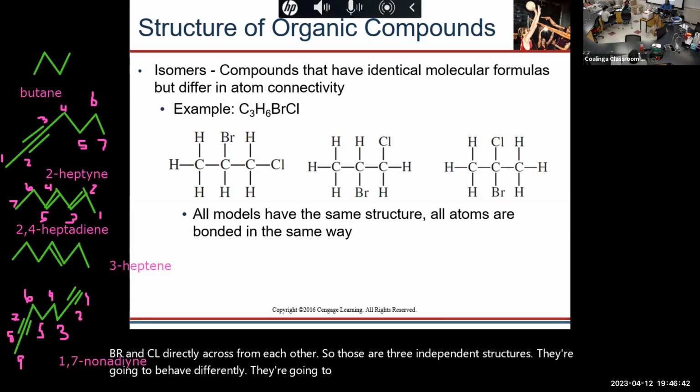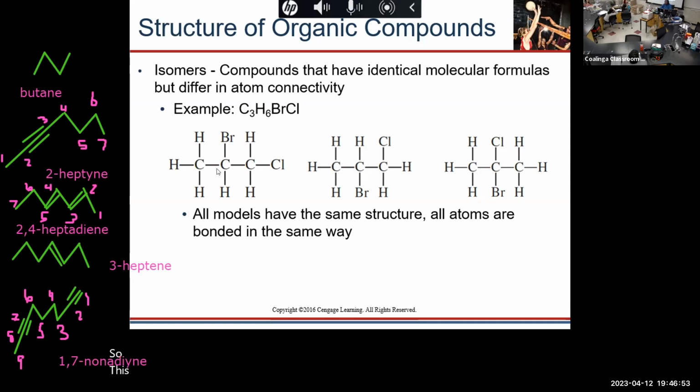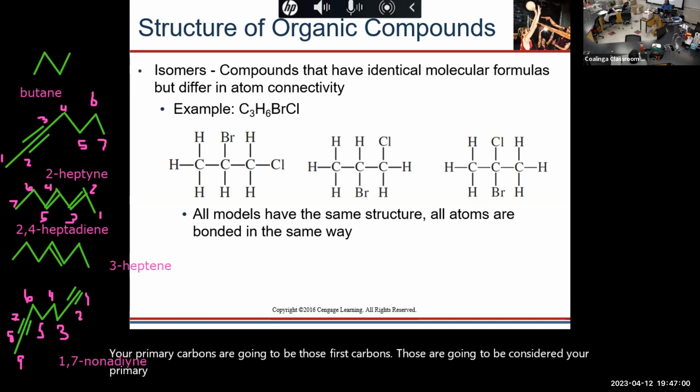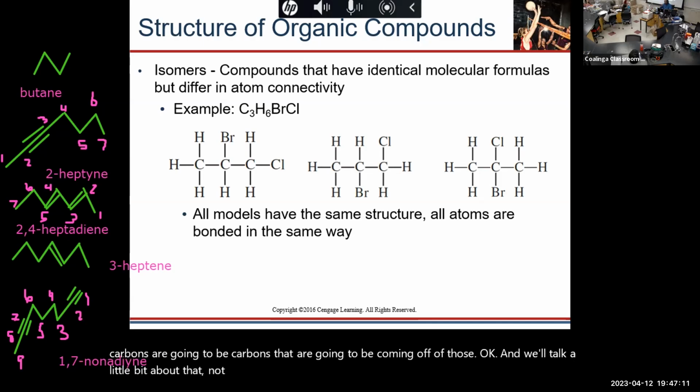Okay. So we also need to talk about what we call the primary, the secondary, and tertiary carbons. Okay. So here, your primary carbons are going to be those first carbons. Those are considered your primary carbon. Those inner carbons are going to be your secondary carbons. And your tertiary carbons are going to be carbons that are coming off of those. Okay. And we'll talk a little bit about that. Not too much at this level. We just want to introduce organic structures.